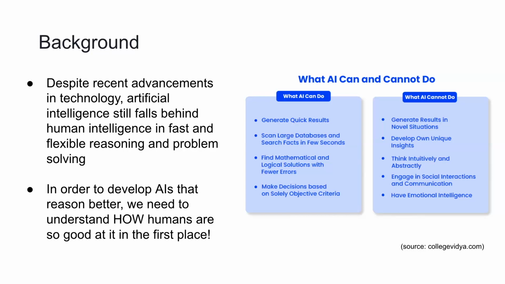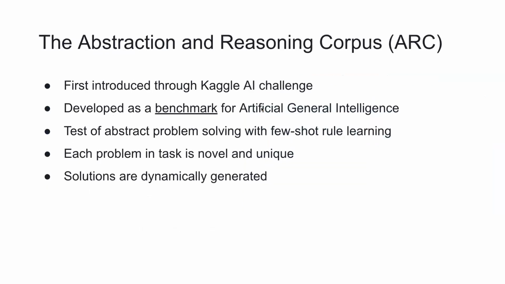So in order to develop AIs that can reason better without having access to all those really large data sets, our goal is to first understand how humans are even good at reasoning and abstraction in the first place. And in order to do that, we're using a task set called the Abstraction and Reasoning Corpus.